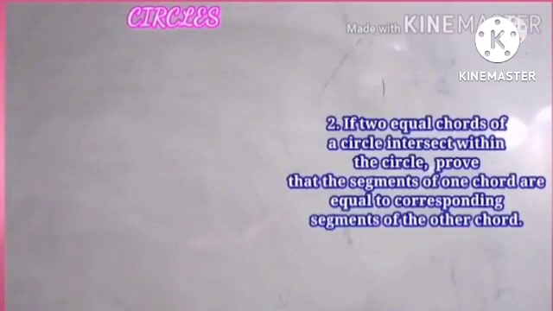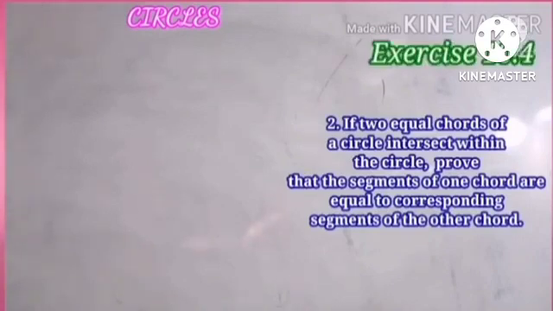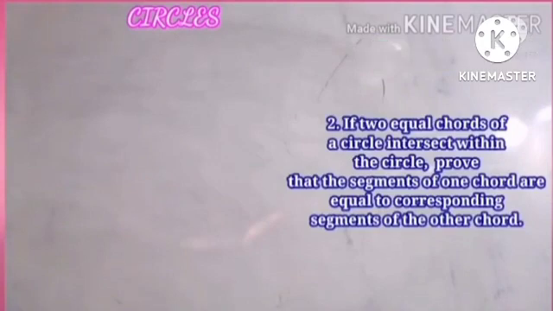Let us continue lesson circles. Next, question number 2. If two equal chords of a circle intersect within the circle, prove that the line segments of one chord are equal to the corresponding segments of the other chord.